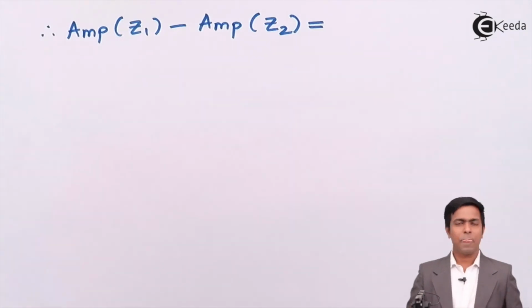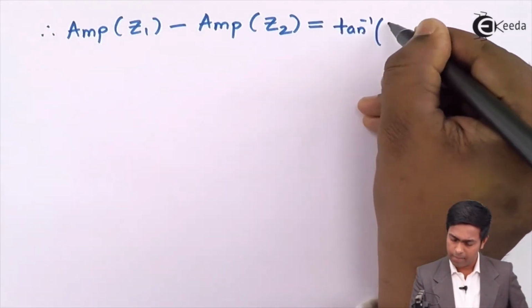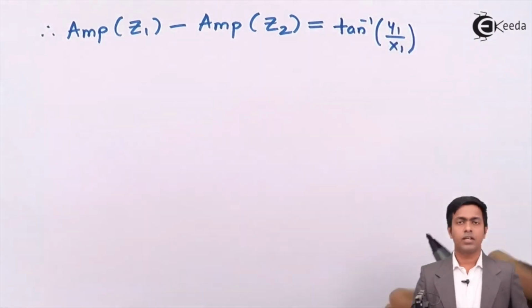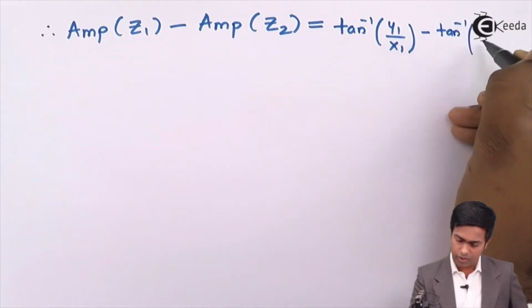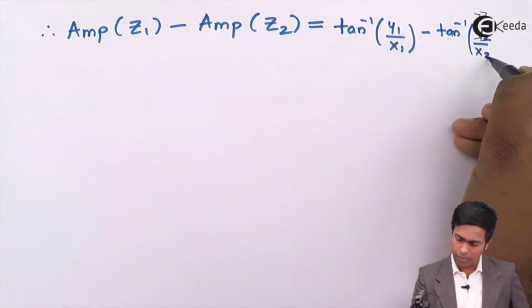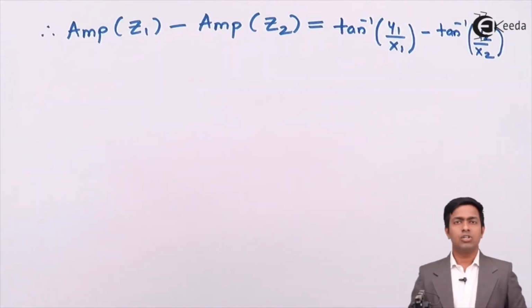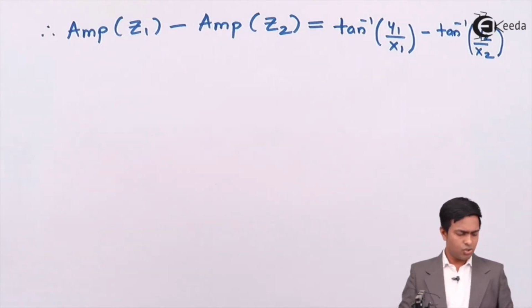So let's start. What is the amplitude of Z1? We know the formula, it is tan inverse y1 upon x1. Similarly, the amplitude of the second complex number is tan inverse of y2 by x2. So guys, after substituting these two values, can we use any formula of tan inverse? So the answer is yes.